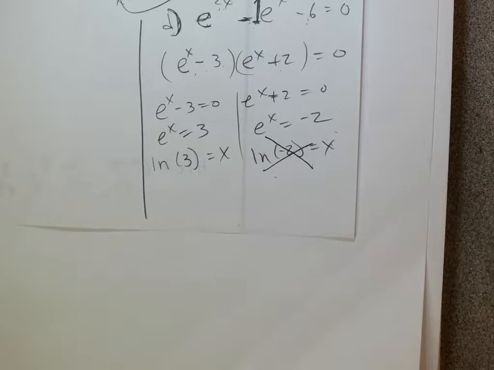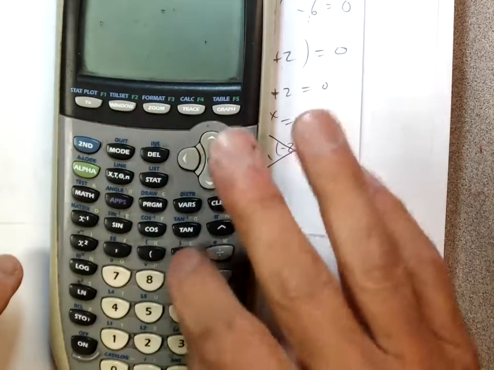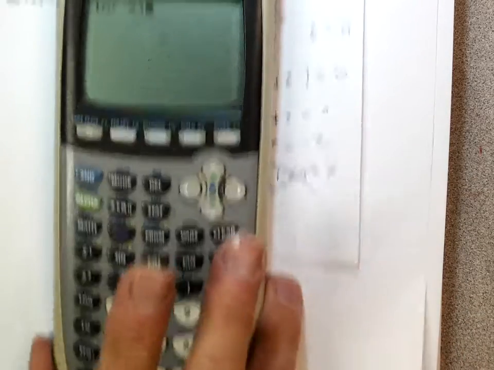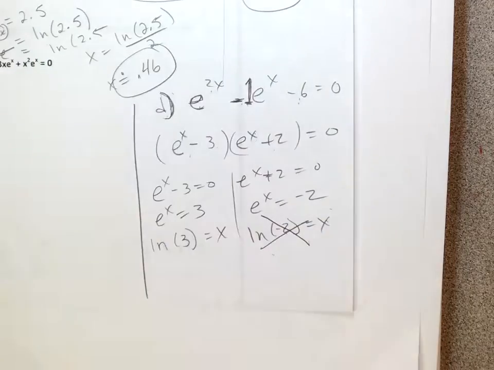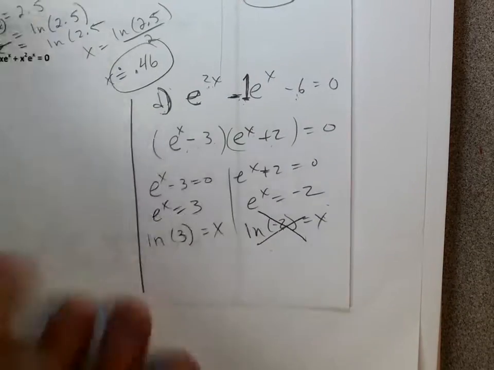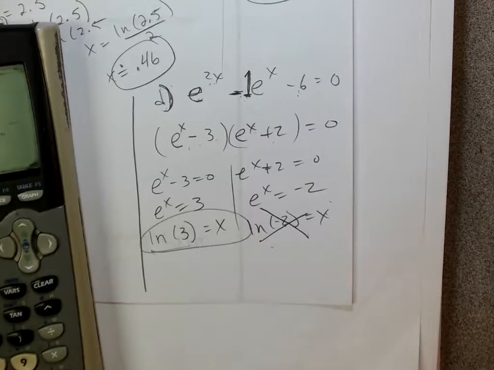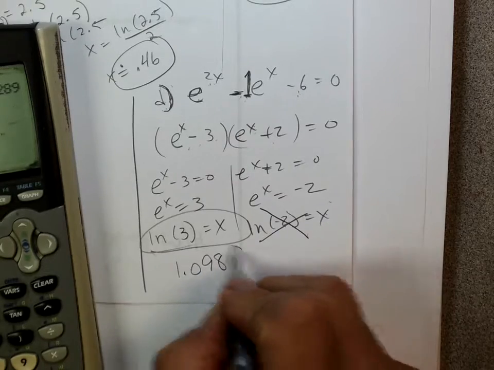Not only that, but if you try it in your calculator, ln of negative 2, and your calculator is going to freak out. It doesn't like that. Non-real answer, okay? So throw that away. And ln of 3 is a great answer if you want the decimal of ln of 3. I like just ln of 3, but if you want it, it is about 1.098 and so on, okay?